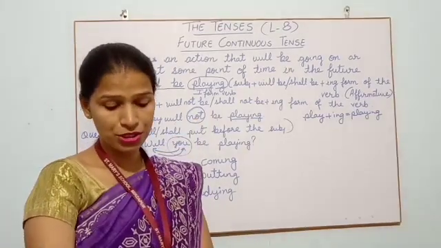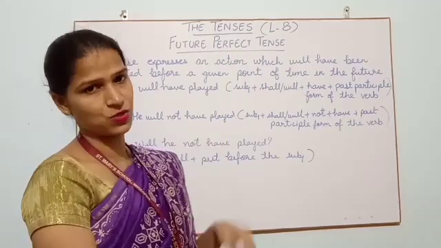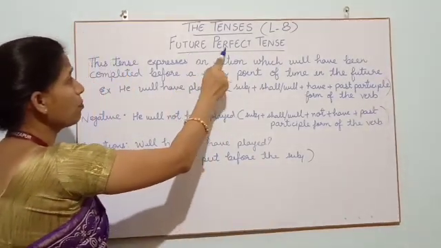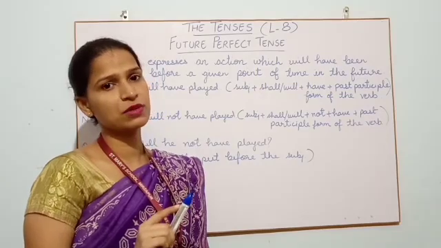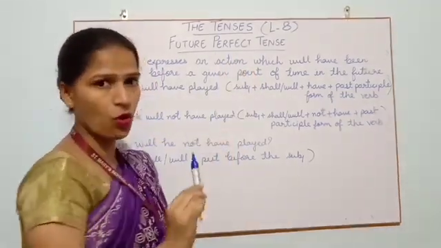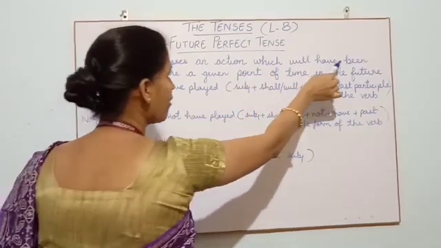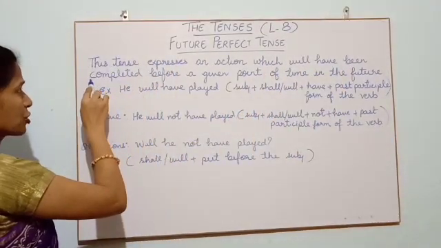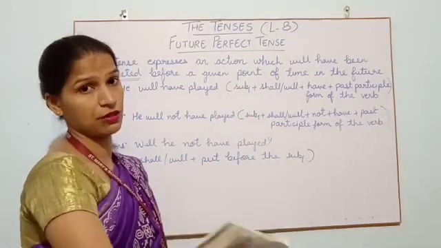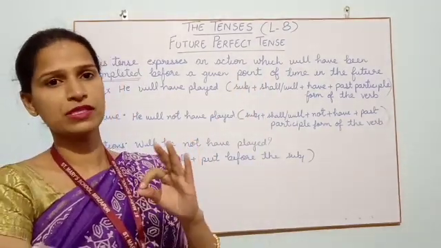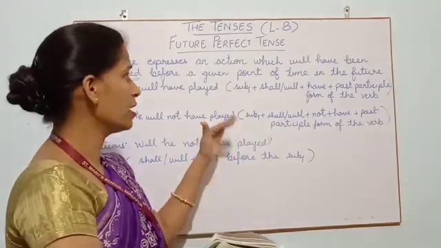After this, we are going to see future perfect tense. When we are talking of perfect tenses, it means your action is already finished. In continuous tenses, it means your action is in continuation. Perfect means it is over, the action is over. Let's see what it says. This tense expresses an action which will have been completed. See, I told you the action is already completed when? Before a given point of time in the future. Whatever point of time is defined to you, before that, whatever action was taking place is already finished.